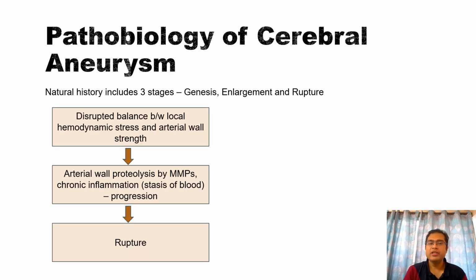So what is the pathobiology of a cerebral aneurysm? The natural history includes genesis, enlargement, and eventually rupture of the aneurysm. The disrupted balance between the local hemodynamic stress and the arterial wall strength leads to formation of the aneurysm, and eventually the proteolysis of the arterial wall by MMPs and chronic inflammation because of the stasis of the blood leads to progression of the aneurysm, and eventually the aneurysm ruptures.